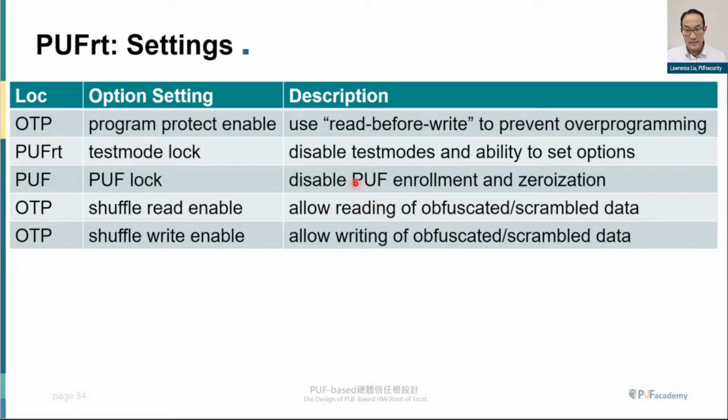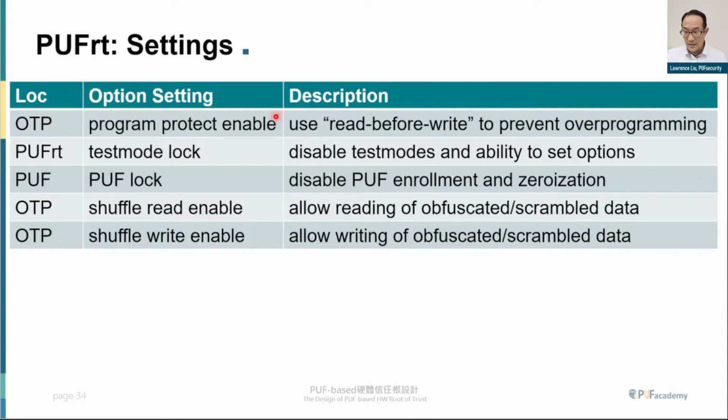Next, we have the settings category. These are the option setting operations for PUFrt. So the first setting is for overprogram protection, which when enabled will first read the destination address to check if any of the bits have already been programmed. If so, then PUFrt will adjust the write data sent to the hard macro to inhibit programming at those already programmed locations to prevent overprogramming of the OTP array.